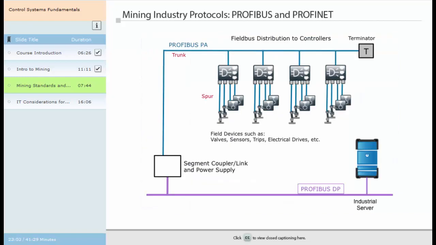Opencast mining uses Profibus DP, or decentralized peripherals, and Profibus PA, process automation for field devices. Profibus connects the remote I/O devices and control units to the PLCs. Profibus PA is often used in areas that are highly explosive because Profibus PA is a process-oriented protocol used to run devices that are engineered for safety, such as sensors, metering devices, monitoring stations, and controllers.